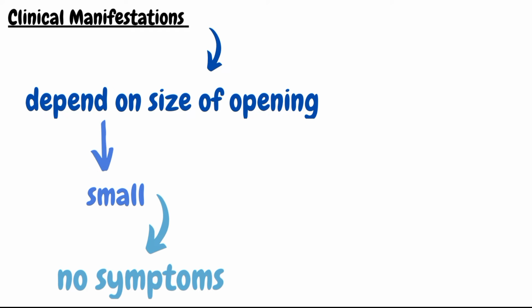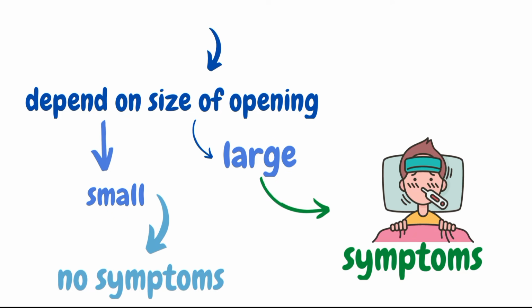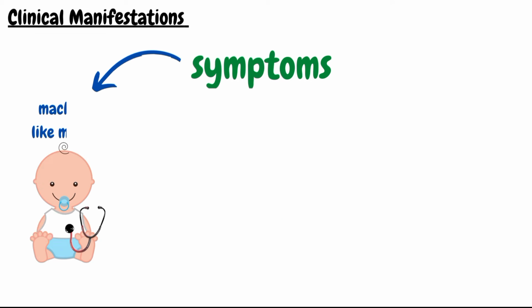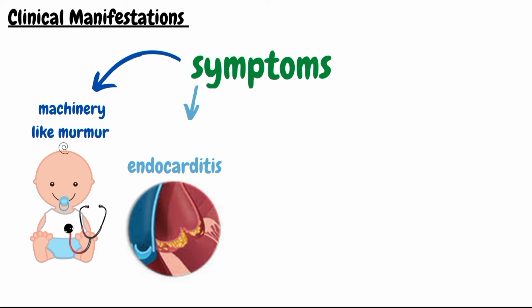The clinical manifestations, or the signs and symptoms, of PDA depend on the size of the opening. If the opening is small, the child may be asymptomatic, and if it is large, the child may have symptoms. The symptoms may include a continuous machinery-like murmur. It can be heard during systole and diastole. It is heard best at the left upper sternal border. The patient may also have endocarditis and increased heart rate.